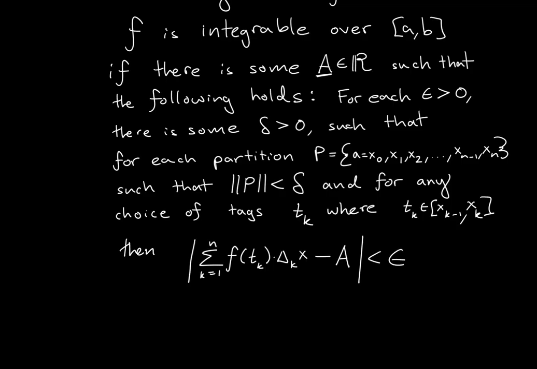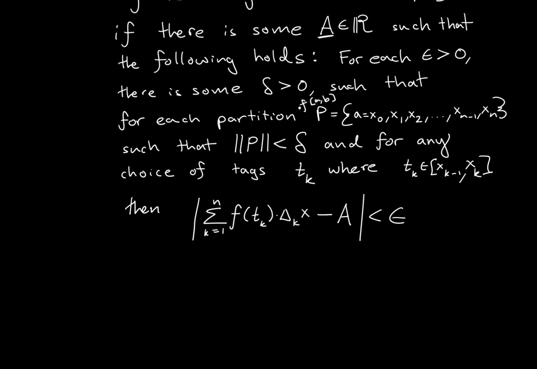For each epsilon greater than 0, there is some delta bigger than 0, such that for each partition of a, b, such that the norm of the partition is less than delta, and for any choice of tags, t sub k, where t sub k is an element of the kth interval, then this sum of rectangles differs from the area by less than epsilon.